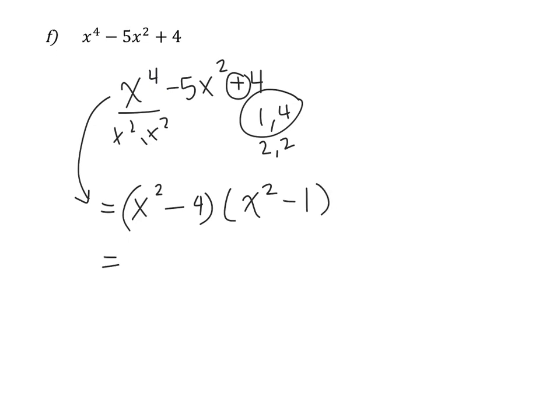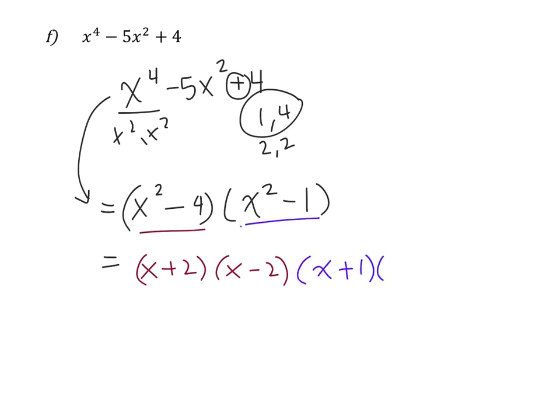Looking at this, I have two different differences of squares. I can factor both of them. X squared minus 4 is going to be equal to x plus 2 times x minus 2. X squared minus 1 is going to be x plus 1, x minus 1. So I promise you'll get a lot more comfortable with the difference of squares, but it's one of the most important and I think most useful formulas that we have for factorization, especially.